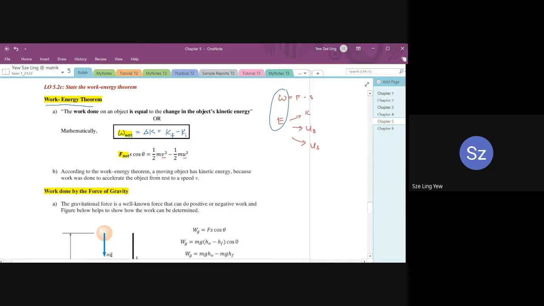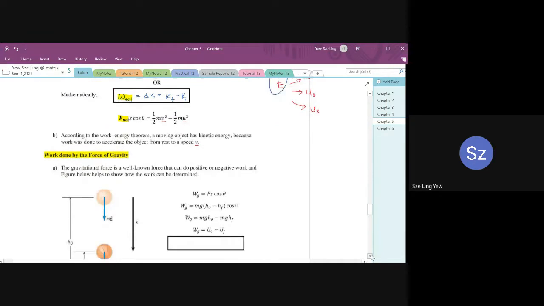So according to the work energy theorem, a moving object has kinetic energy because work was done to accelerate the object from rest to a speed v, or from an initial speed to a final speed v. So the work energy theorem is the change in the object's kinetic energy. Just the change in kinetic energy, not the change in potential energy. If you are looking at change in potential energy, then that is not the work energy theorem. The work energy theorem only tells you the relationship between W and kinetic energy.